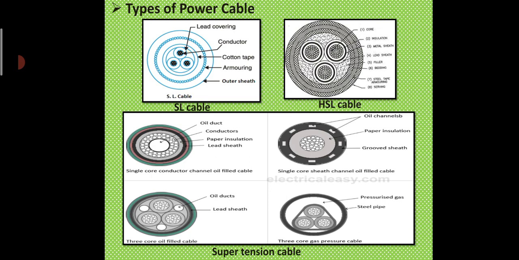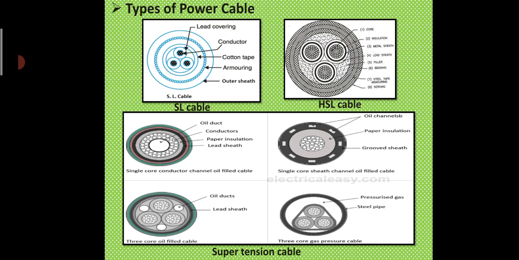Oil filled cable. In such oil filled cables, low viscosity oil is used for impregnation. Oil is kept under pressure so that the possibility of formation of voids decreases. There are three types of construction of oil filled cable: single core cable with oil channel in conductor, single core cable with oil channel in sheath, and three core cable with oil channel in filler spaces.